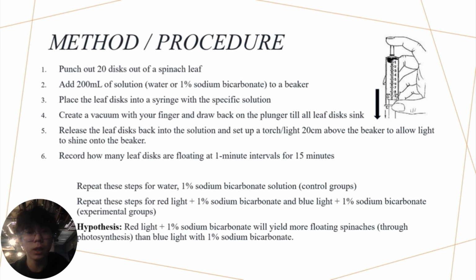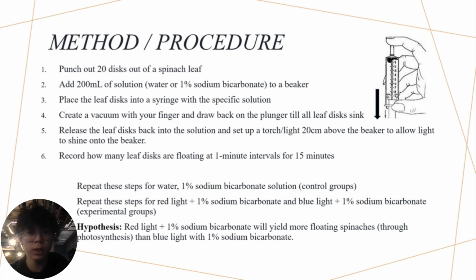Step 5 is to release the leaf discs back into the solution and set up a light at a constant 20 centimeters away from each beaker to reduce confounding variability within the strength of the light. Step 6 is to record the number of leaf discs floating at the end of 1-minute intervals for 15 minutes.